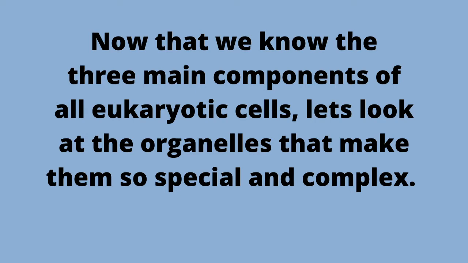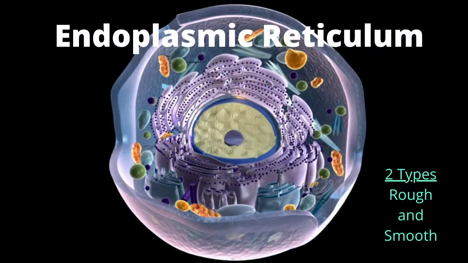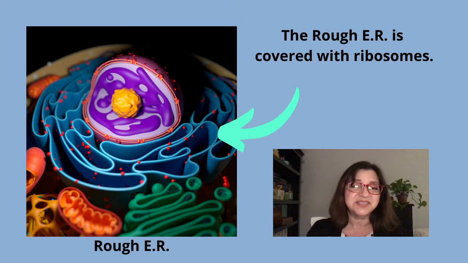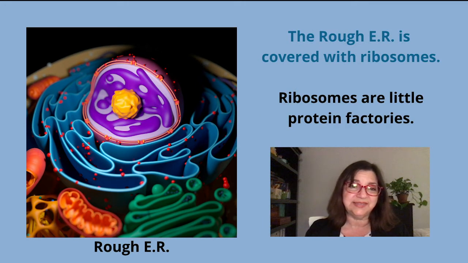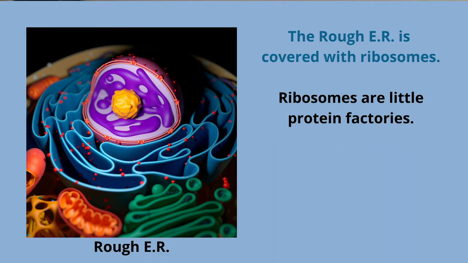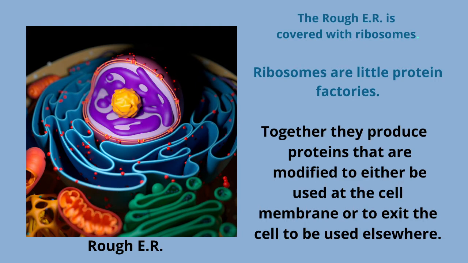so special and complex. The endoplasmic reticulum, also known as the ER. There are 2 types, the rough and the smooth ER. The rough is covered with ribosomes, so it's easy to identify. As we saw before, ribosomes are little protein factories. When the ribosomes are attached to the endoplasmic reticulum, the proteins travel through the ER and are modified or changed and then sent on their way to be packaged by another organelle.